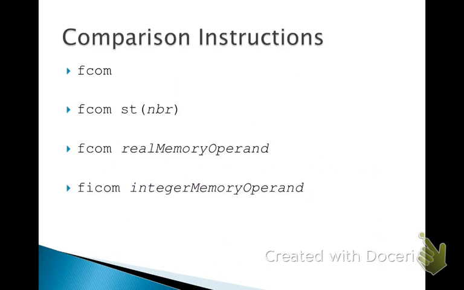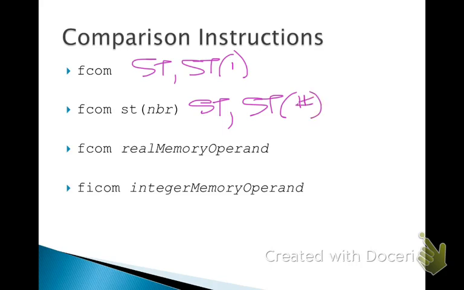Okay, so first one, FCOM. This compares stack top and stack top 1. This compares stack top and stack top number, whichever stack register is indicated. This compares ST and the real value in memory. This compares stack top and the integer value in memory. Again, before the comparison is done, the integer value in memory is promoted to floating point, then the comparison is done. And remember, the result of the comparison will set or clear C3, C2, and C0 according to the result of the comparison.